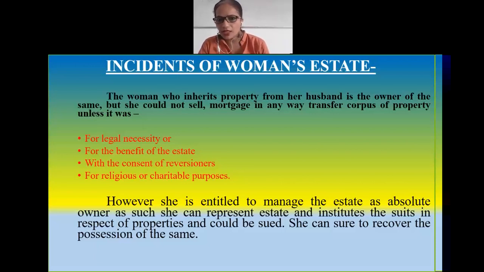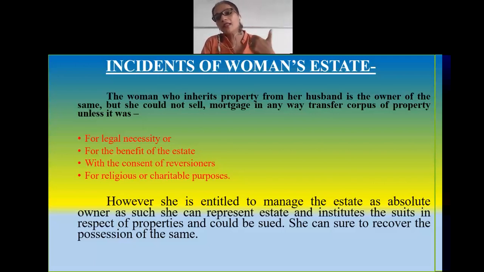Now this is a source whereby a woman is inheriting a property and therefore becomes an equal owner of the same. Like the husband was the owner of that property, and after the demise of the husband, the woman has inherited that property and thereby became the owner. But if she cannot sell it and cannot mortgage it, then in that case we would consider the woman to be having a limited interest in that property.